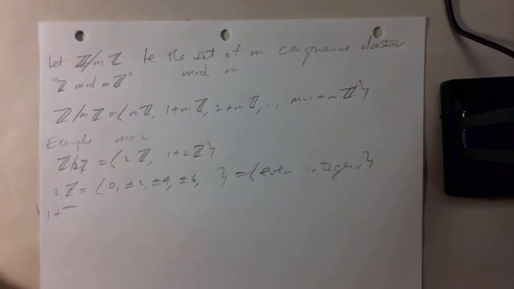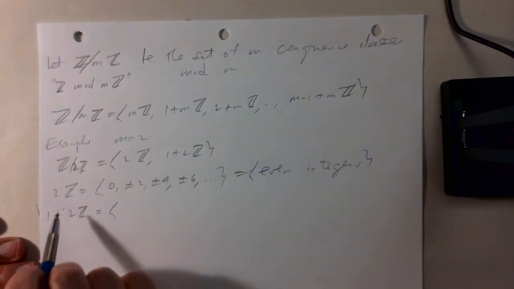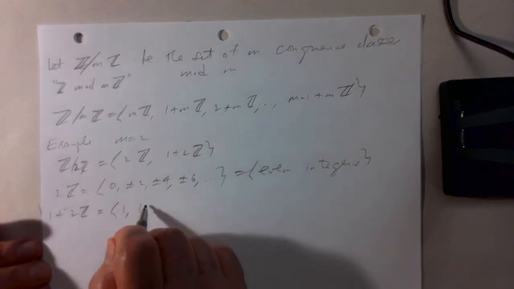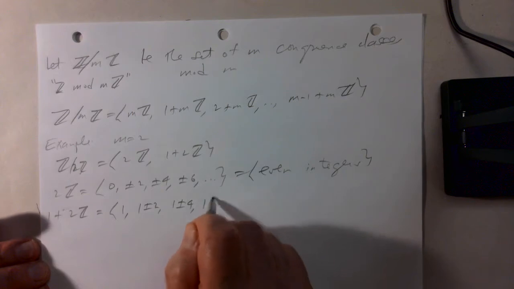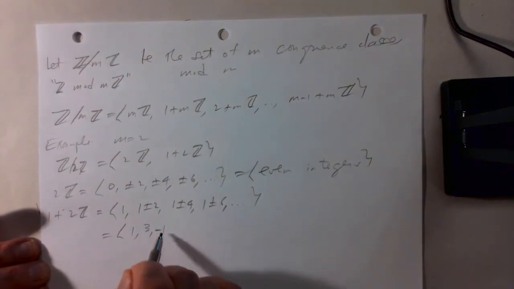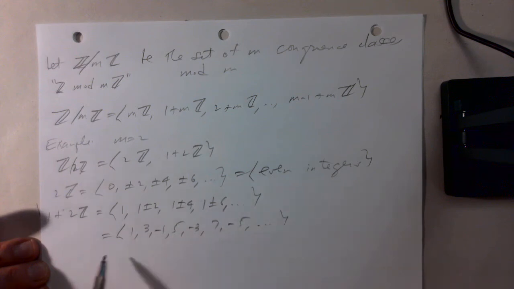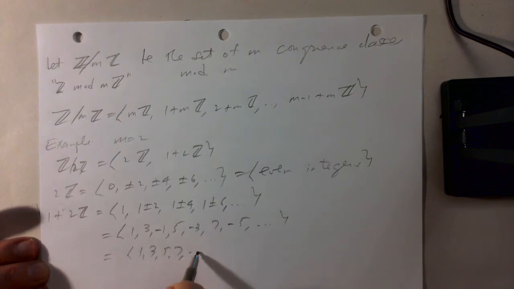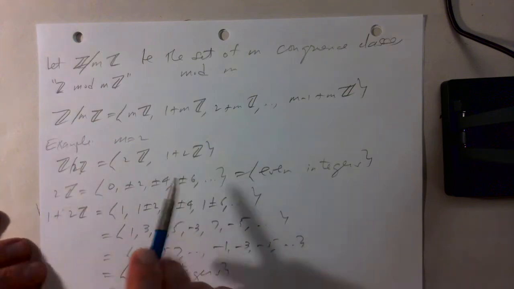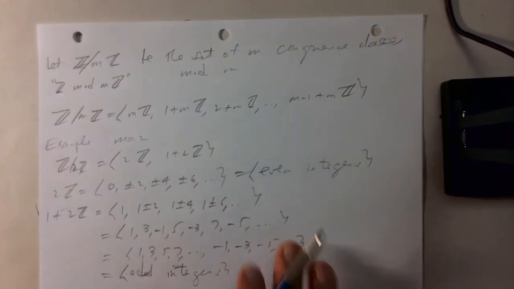What is 1 plus 2Z? Well, it's every number which is 1 plus an even integer. 1, 1 plus or minus 2, 1 plus or minus 4, 1 plus or minus 6, and so on. What is this set? I have 1, 3, and minus 1, 5 and minus 3, 7 and minus 5, and so on. I can just rearrange this. This is the set 1, 3, 5, 7, minus 1, minus 3, minus 5. This is the set of odd integers. So Z mod 2Z is a collection of 2 sets of integers, the evens and the odds. So that's something you know very well.